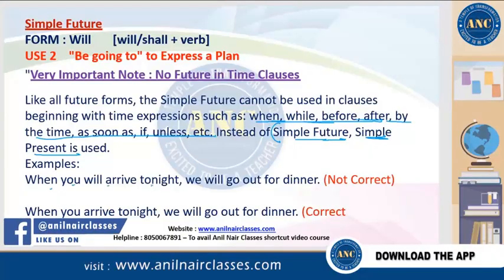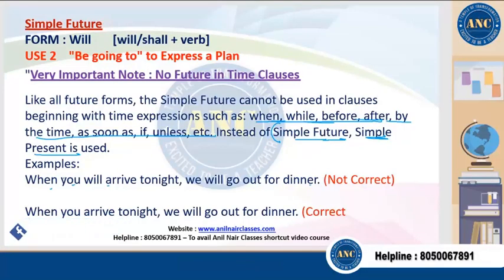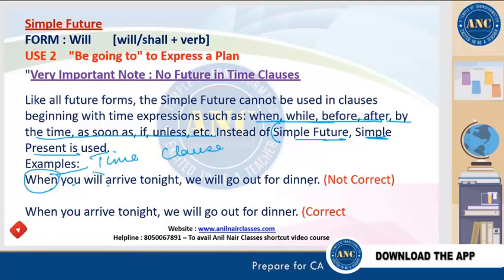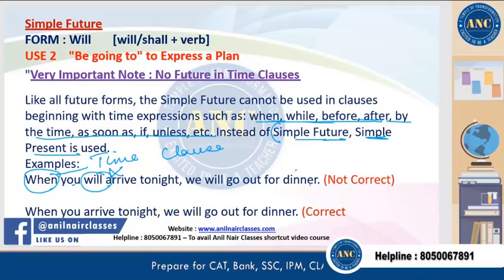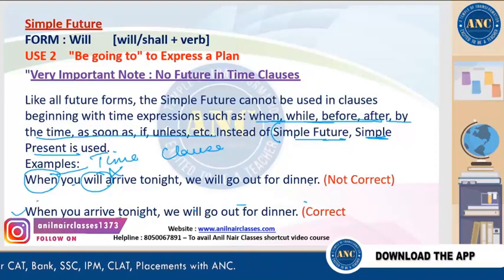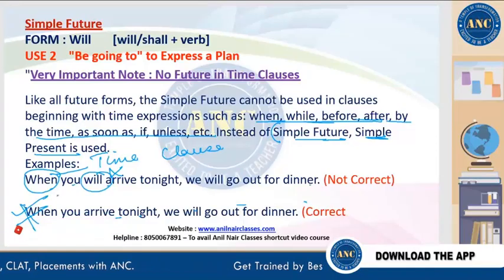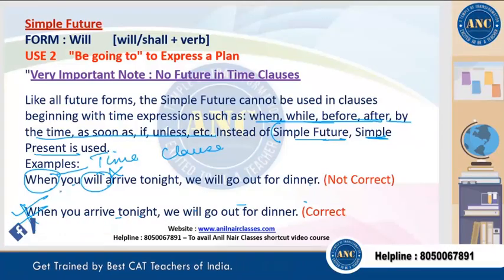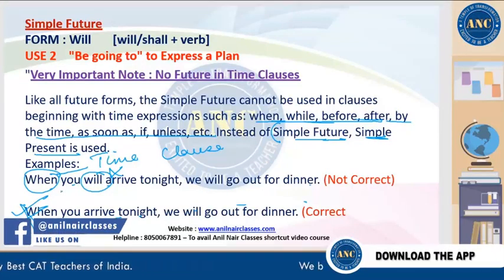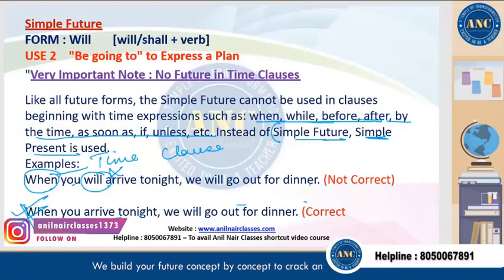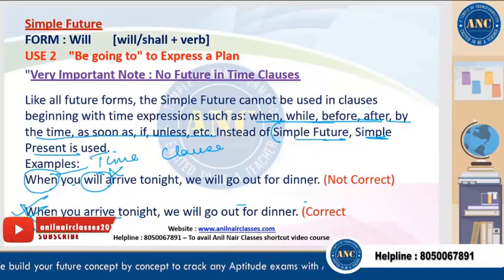Like, when you will arrive tonight, we will go out for dinner. This is wrong, because when is there, it is talking about time. When is for time. When a time clause is there, we will not use will. No future. At that time, we have to use the present tense. So, when you arrive tonight, we will go out for dinner. So this is fine. The point of this slide is when the time clause is there, we will not use the future tense. We'll use the simple present tense. Clear? All of you? Yeah, so the point of the slide is clear. Let's move ahead to the next slide now.